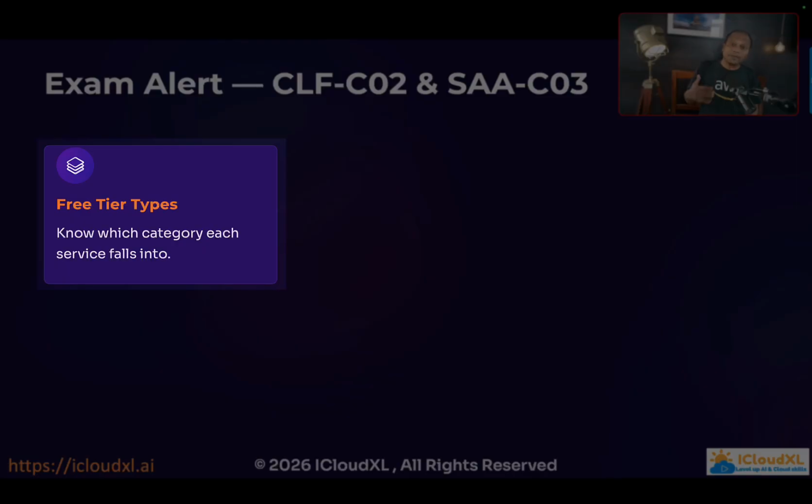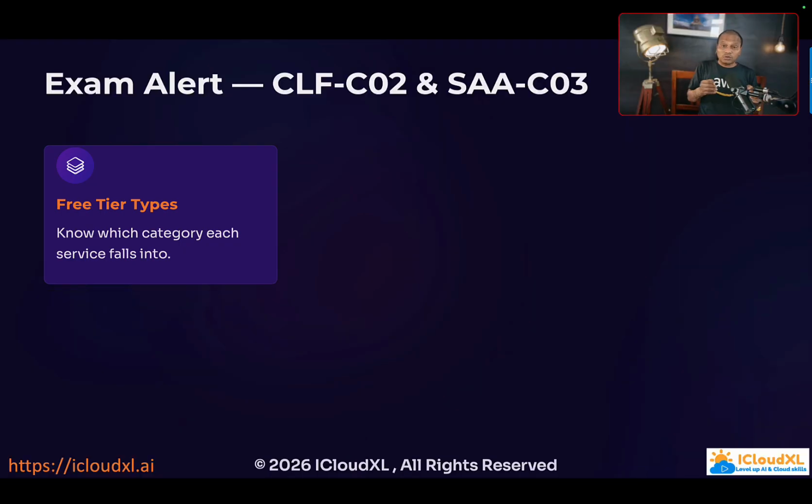If you are not preparing for the exam, skip this slide. If you are preparing, then remember these free tier types. Know which category each service falls into. If you are using T2 micro or T3 micro, it's eligible for free tier, but not all other EC2 instances are eligible for free tier. You have a limit of 750 hours per month. If you are running multiple free tier EC2 instances, then the time is divided by that number.